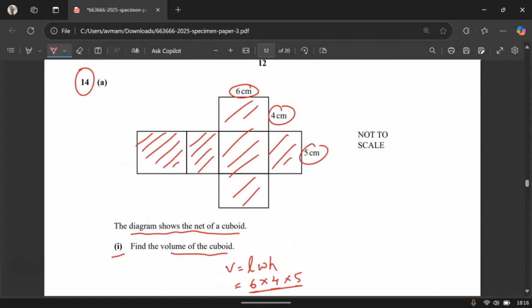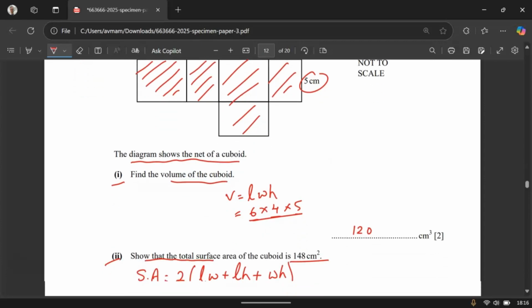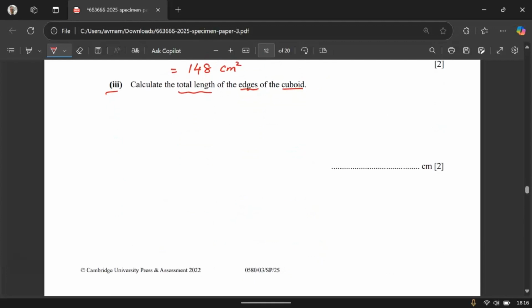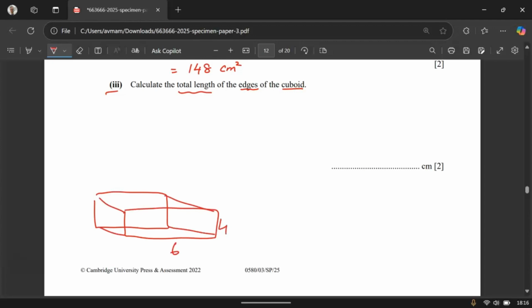Now let's go back to the diagram. Remember, when we fold this to make a solid, some of the sides that you can see over here will be common. So it will be best if we draw a rough sketch of the cuboid. Okay, let me draw over here. Let's say this is the cuboid, and then you have 6, 4 and 5.